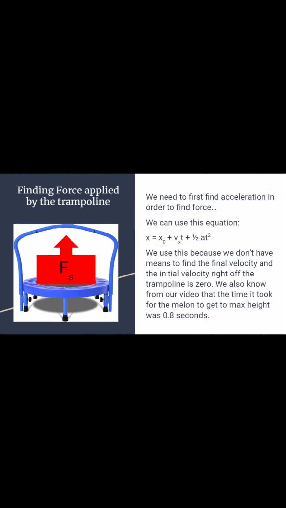Okay, so we need to first find acceleration in order to find force. So we could use the kinematic equation right here. We use this because we don't have the means to find the initial or the final velocity, and we have the initial velocity right off the trampoline is 0. We also know from our video that the time it took for the melon to get to max height is 0.8 seconds.